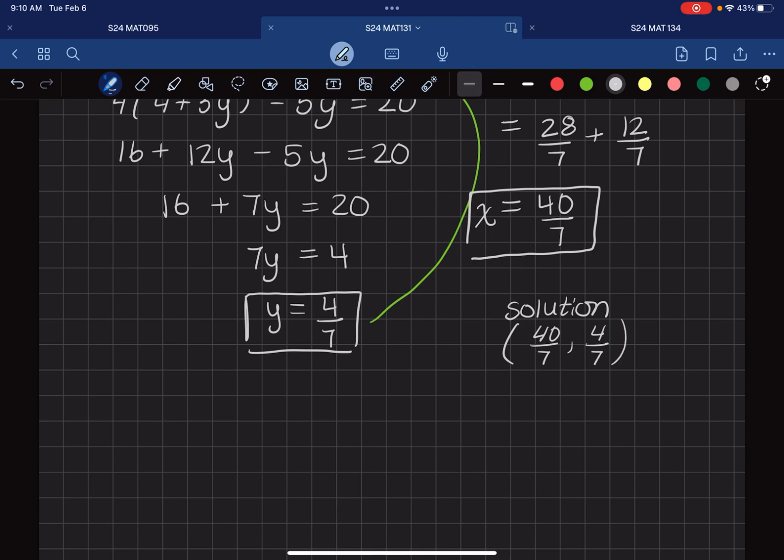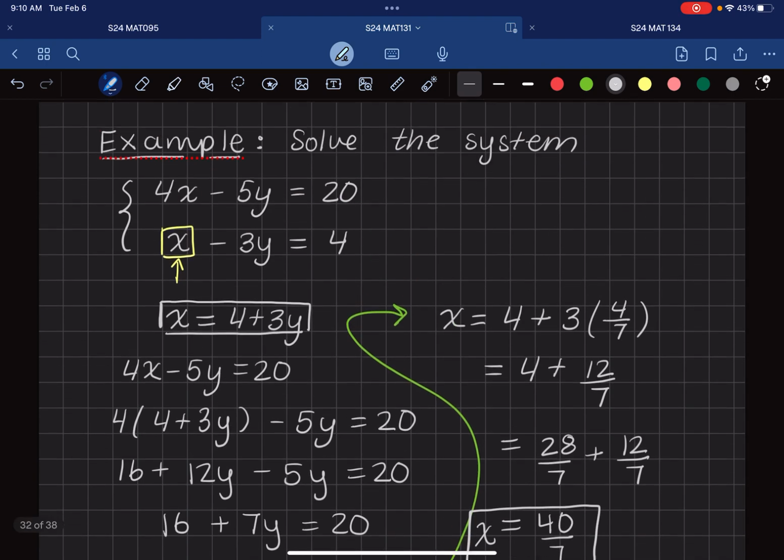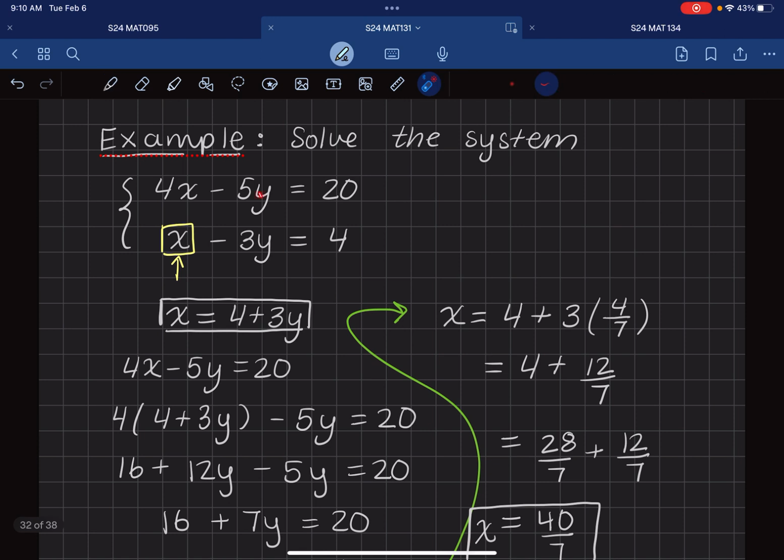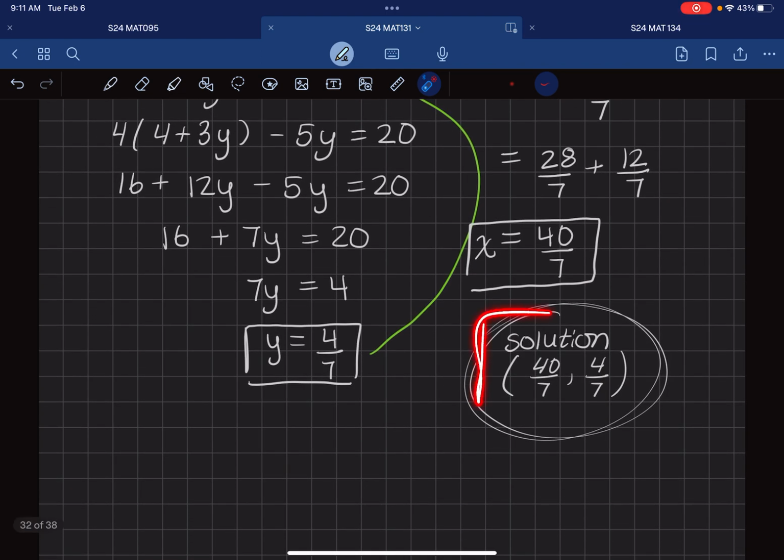So basically this means that if we were to graph these two lines, right, both of these are linear equations in two variables, they both form lines. We just found our intersection point. So this point right here is going to be at the coordinates 40 over 7, comma 4 over 7.